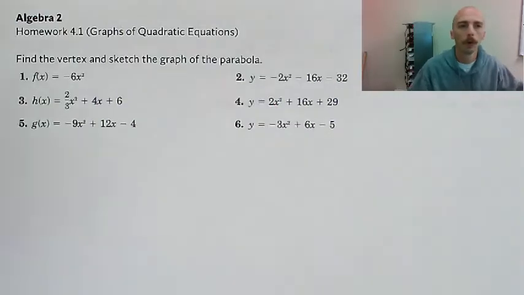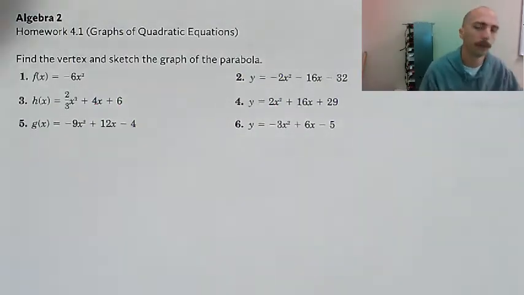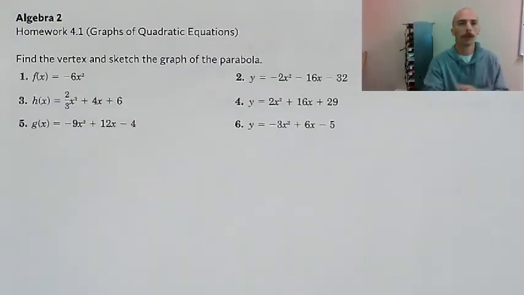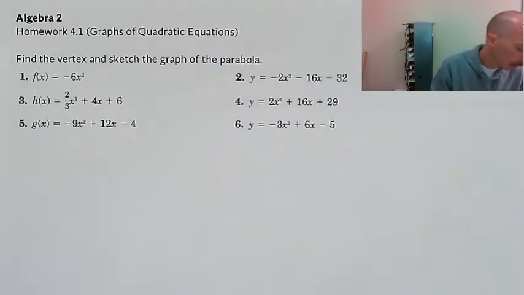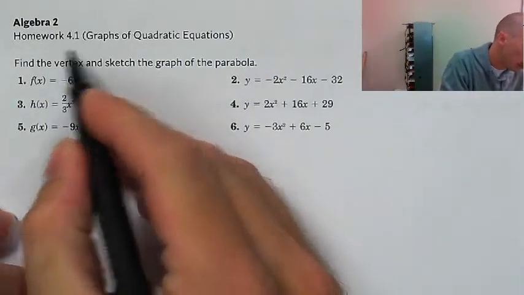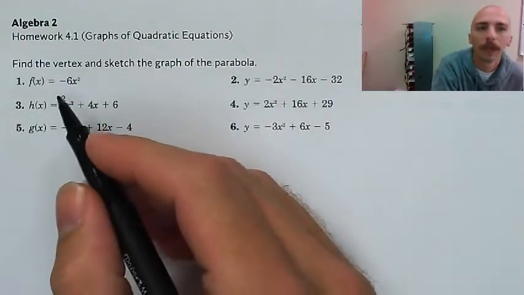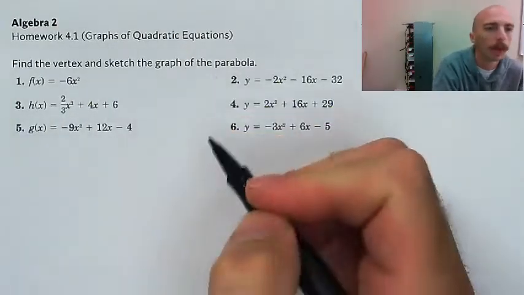Alright, welcome. In this video, we're going to be sketching some graphs of some quadratic equations. We're going to be working through Algebra 2 homework 4.1. The first 6 problems are to find the vertex and sketch the graph. Remember that the formula we need for a vertex is x equals negative b over 2a, and then we'll plug in to find the y coordinate.